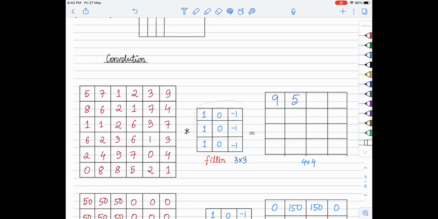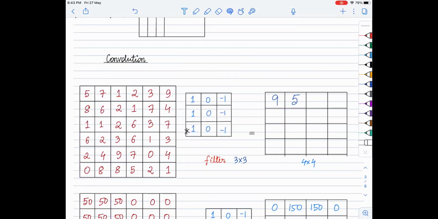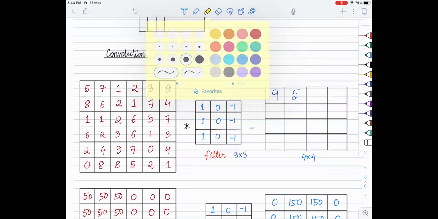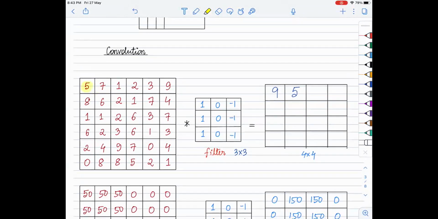It first has something called a filter. This is a filter. You pick up this filter, you put it on the image like this, and then you multiply and sum. That's what you do. How do you multiply and sum? You take this pixel multiplied with this pixel. So 5 into 1, plus 7 into 0, plus 1 into minus 1.